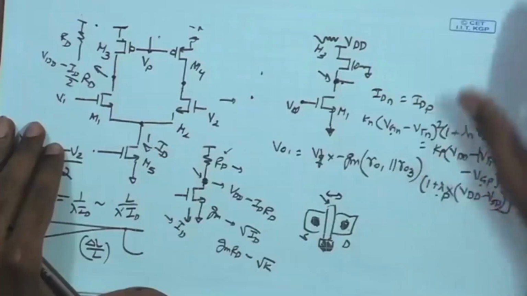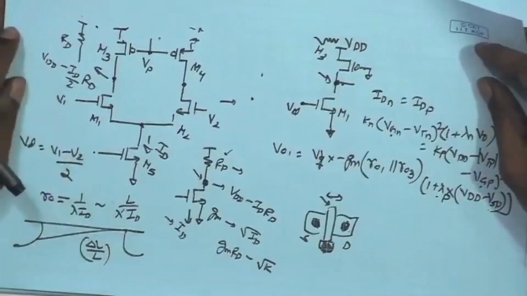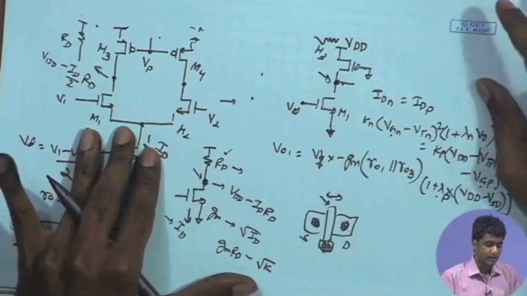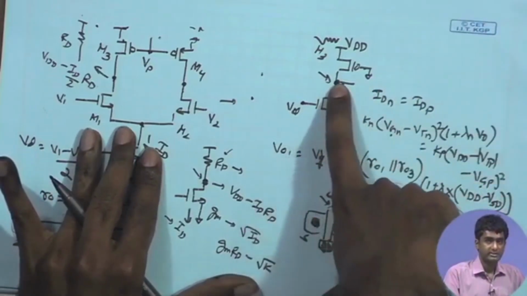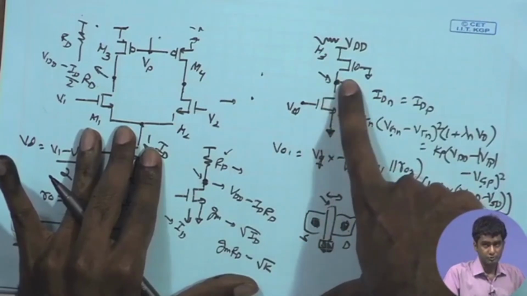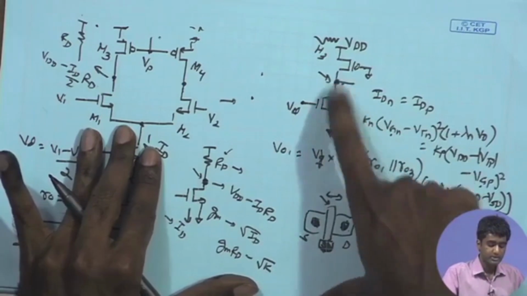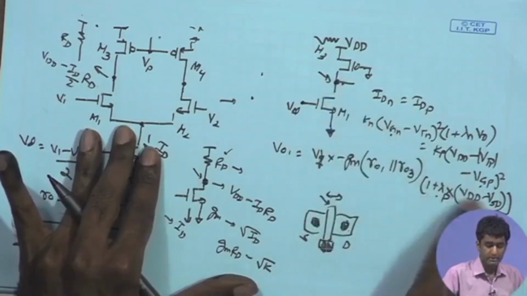Let us continue with the discussion from where we left. So, we are looking at the biasing problem of an active load differential amplifier, where we concluded that the DC bias point of an active load common source amplifier is not very well controllable, because it depends upon so many device parameters, k and kp, lambda and lambda p ratios.